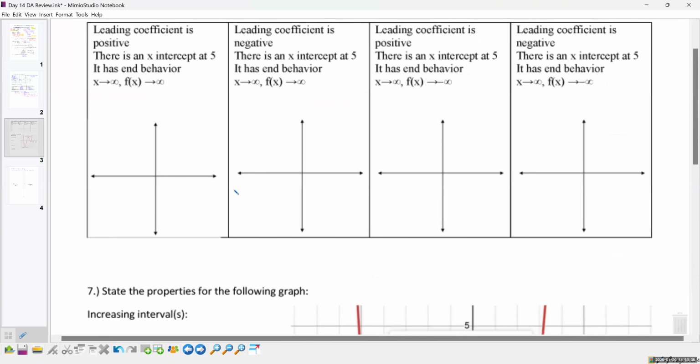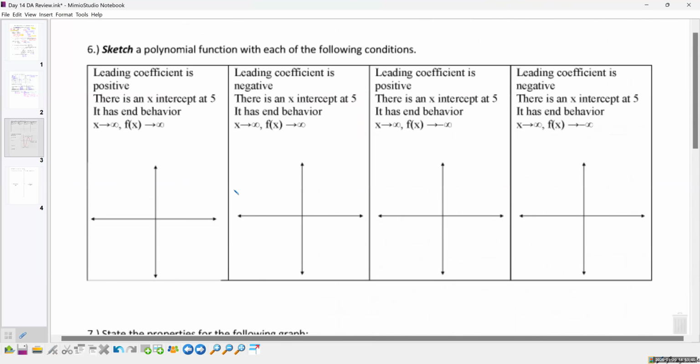On the next page, we're being asked to sketch some polynomial functions. The first sketch, we need to have a positive leading coefficient. It has an x-intercept at 5. Actually, all of these have an x-intercept at 5, so I'm going to mark 1, 2, 3, 4, 5 and put a point for each. Okay, took care of that.